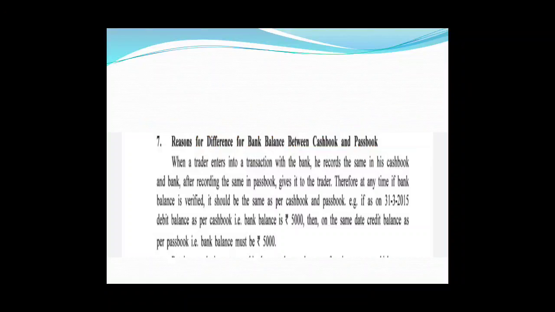When a trader enters into a transaction with the bank, he records the same in his book, and the bank, after recording the same in the passbook, gives it to the trader. Therefore, at any time, if the bank balance is verified, it should be the same as per cash book and passbook. For example, if as on 31/3/2015 the debit balance as per cash book, that is the bank balance, is rupees 5000, then on the same date the credit balance as per passbook must be rupees 5000.